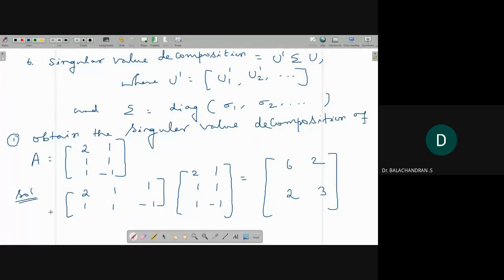What are we calculating? A transpose into A. So we need to find the characteristic equation of A transpose into A. Next step.